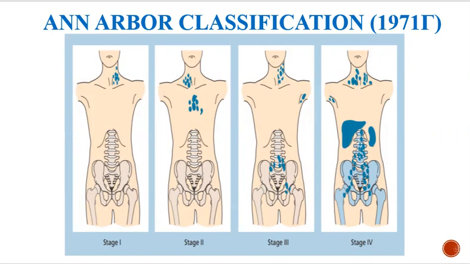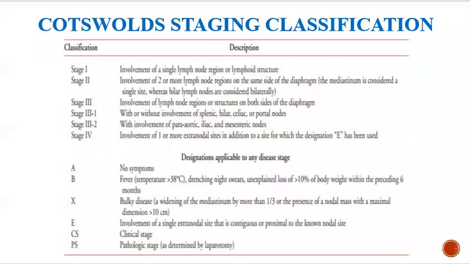After completion of staging, patients are allocated to the three treatment categories: limited, intermediate, and advanced stages. The Cotswolds modification of the Ann Arbor staging system categorizes patients into four stages. The first three indicate the expanding extent of lymph node disease. So stage one is involvement of a single nodal area.